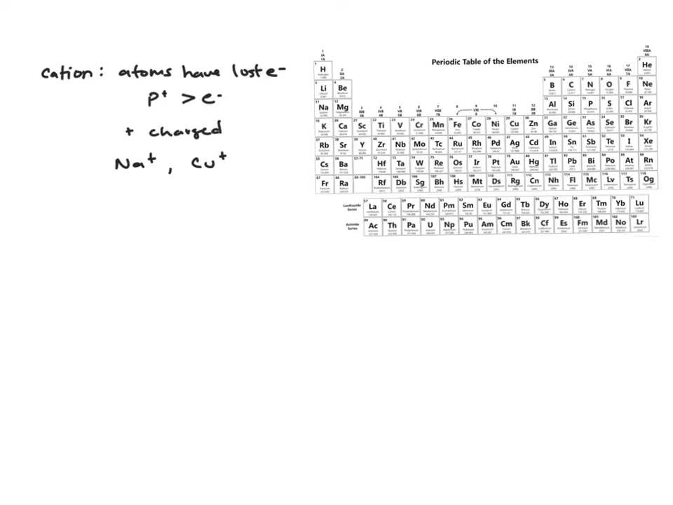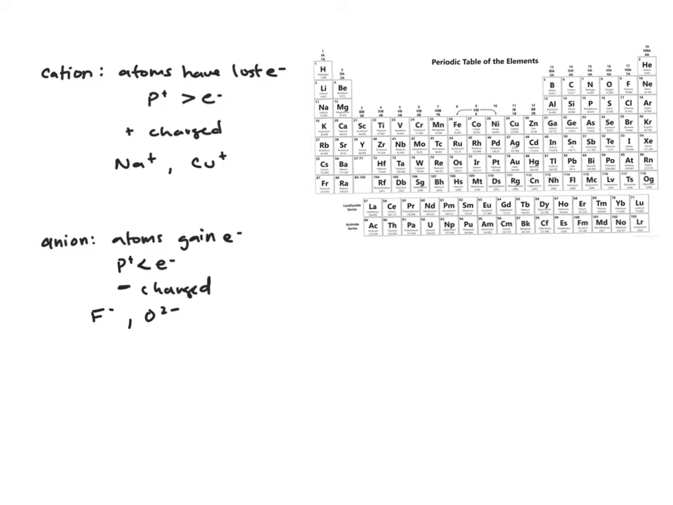Okay, and anions form when atoms gain electrons. Okay, so the number of protons is going to be less than the number of electrons. They're going to be negatively charged. Okay, and examples are like fluoride ion, oxygen anion, and what have you. Okay, so cations and anions are both charged versions of the various atoms.